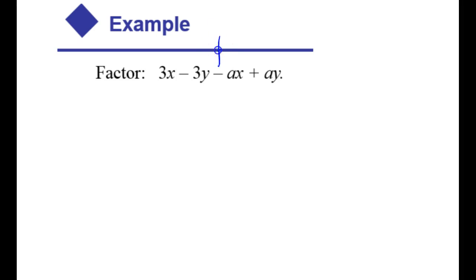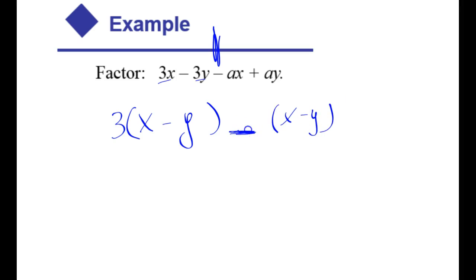So let's try this again. Factoring the first 2 terms together, it looks like a 3 is common. So if I divide each term by 3, I'm left with x minus y. I'll immediately write down another x minus y and think about what number can I put into this spot so that when I multiply by x, I'll get this third term, which is negative ax. It looks like a negative a works well, but let's check it. Does negative a times the negative y also give me the last term, which is positive ay? And the answer is yes.